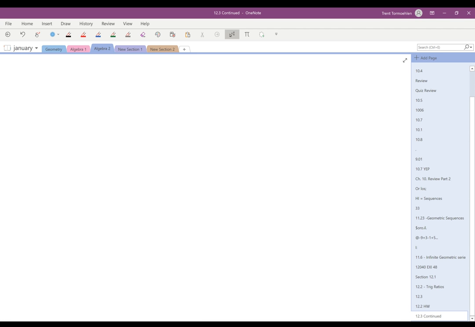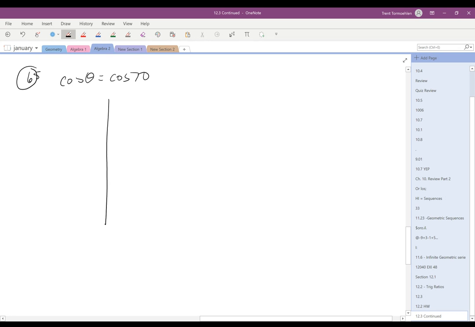Okay, so we're going to also look at number 65 here. For number 65, we have cosine theta equals cosine 70. And again, what you're looking for here are the reference angles. If we've got a reference angle of 70 degrees, that means the potential angles that are the same are the four places where you could get a reference angle of 70 degrees on the axes.